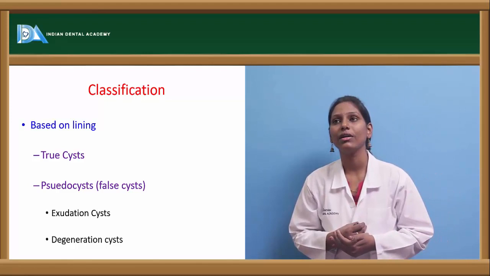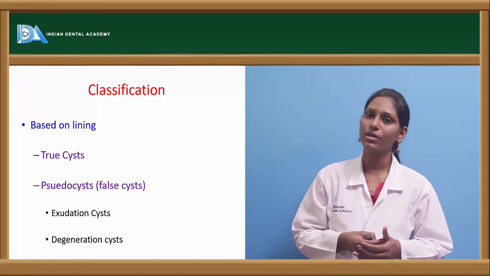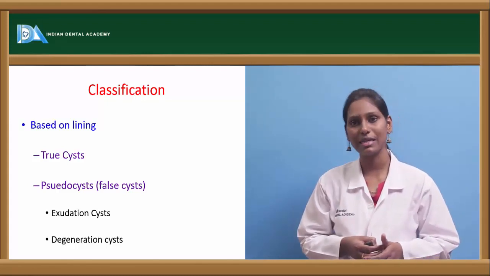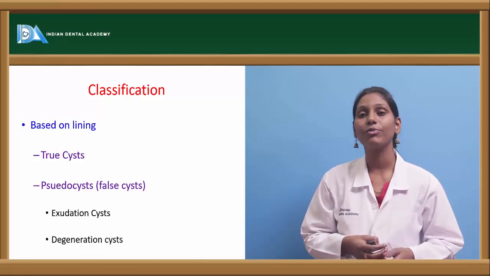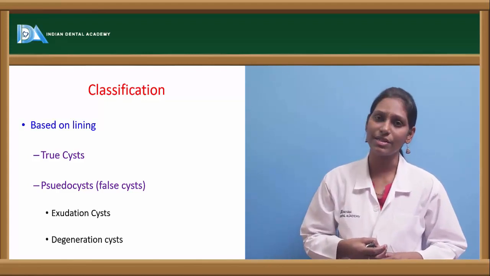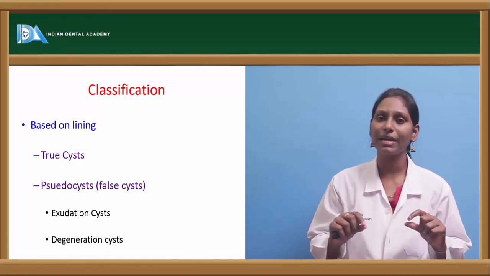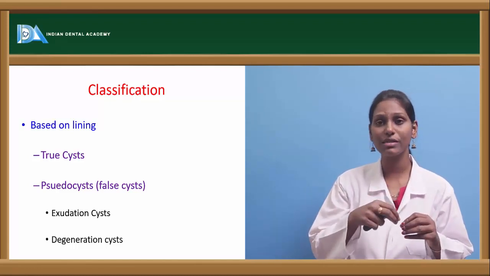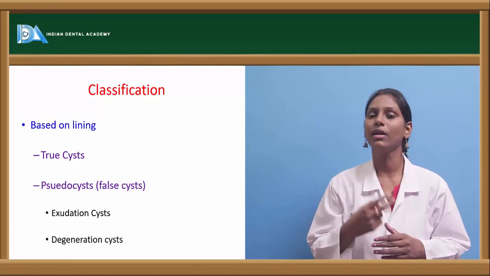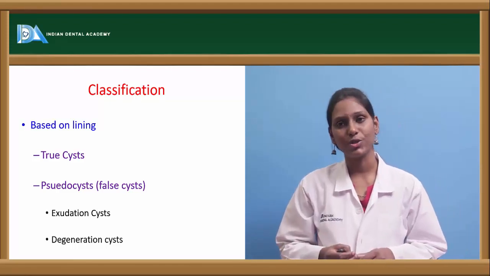we can also see something like a mucus retention cyst and a mucus extravasation cyst, right? One type of mucocele can be a mucus extravasation cyst, which is because of a puncture along the salivary gland duct where there is leakage of the saliva into adjacent tissue spaces. So it is again an example of an exudation cyst.